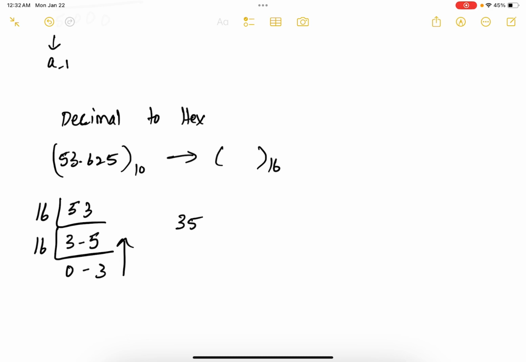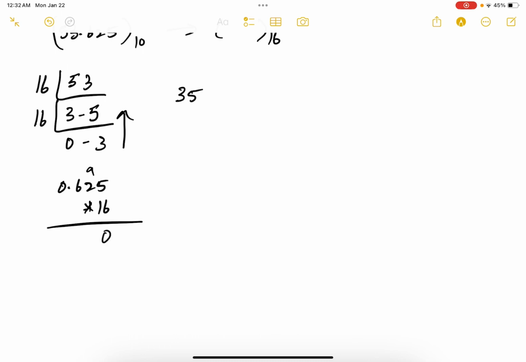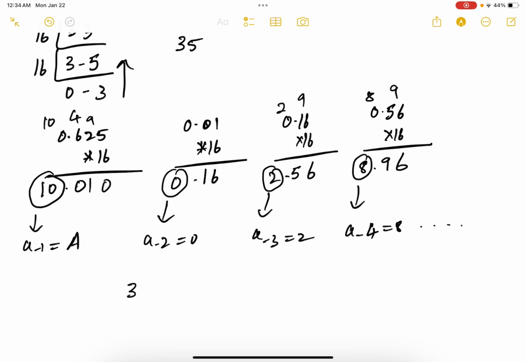Now let's take the fractional part, which will be 0.625 times 16. So 16 5s are 80, 16 2s are 32, that will be 10.000. Now remember, in hex 10 is represented as A. So this is A minus 1, which is equal to A. So the equivalent hex number is 35.A.